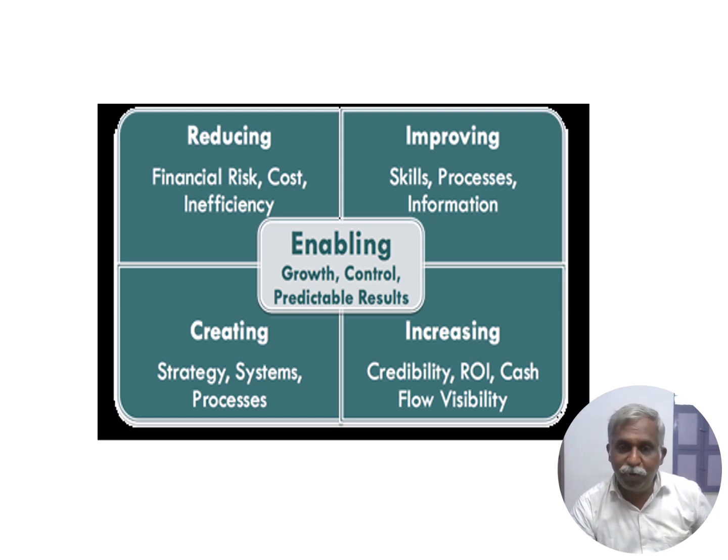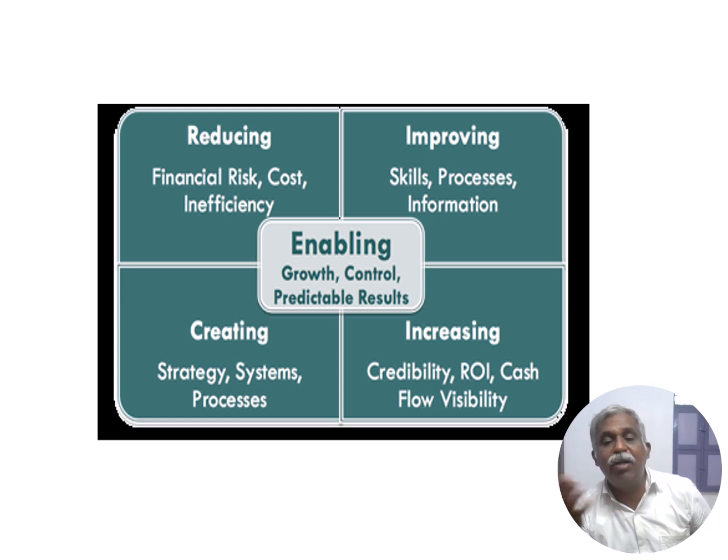Reducing: we need to reduce the financial risk. We need to reduce the cost and inefficiency in the plant. So reducing financial risk, cost, and inefficiency. Then we have improving: skill improving, productivity improving, process improving. Then information, we are connecting through an information network. These are the things to improve.